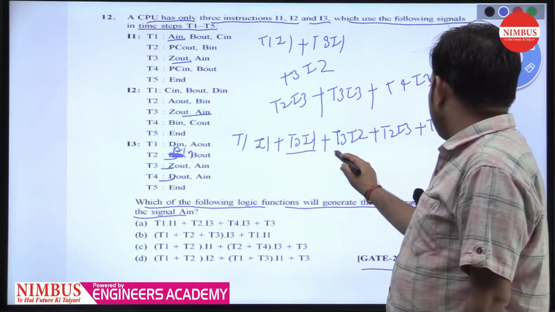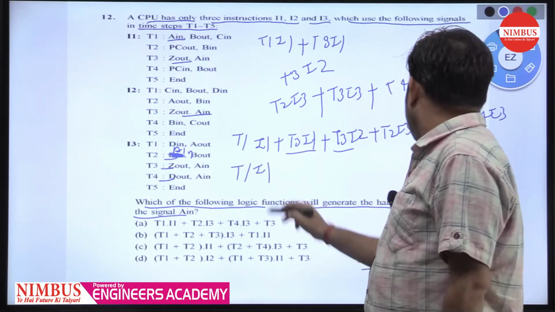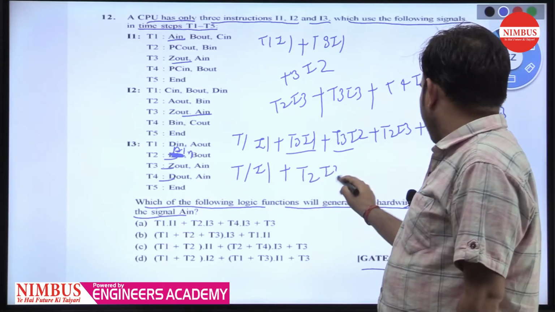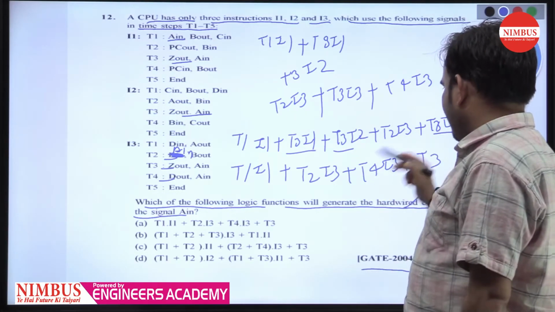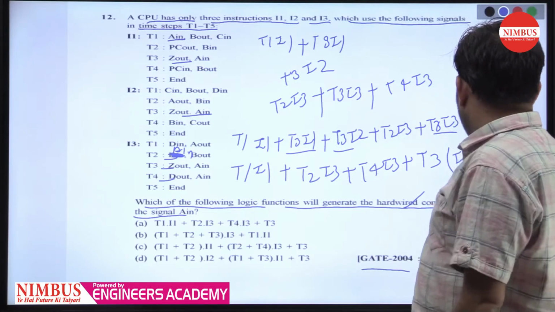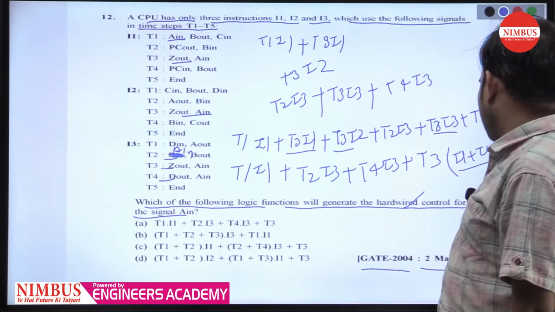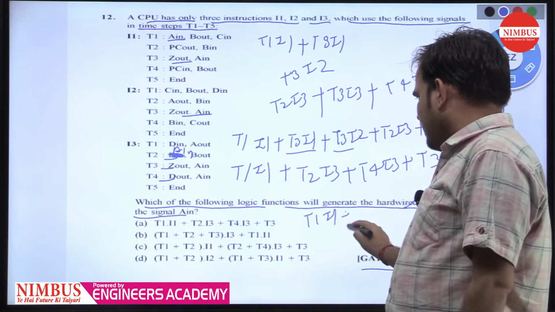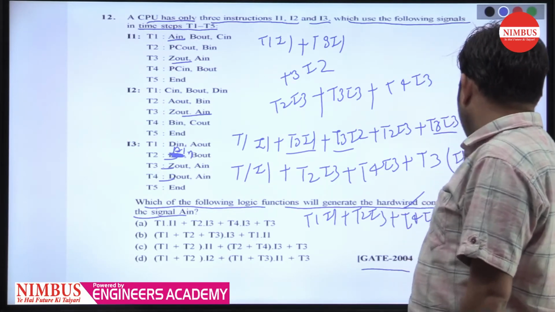So T3 is here, T3 is here and T3 is here. So we can take T3 as common. What will remain? T1 I1 plus T2 I3 plus T4 I3, plus when we take T3 common, what remains inside is I1 plus I2 plus I3. Here the CPU has 3 instructions, so I1 plus I2 plus I3 is 1, and we can put 1 here. So what remains is T1 I1 plus T2 I3 plus T4 I3 plus T3 only, because we put 1 here.